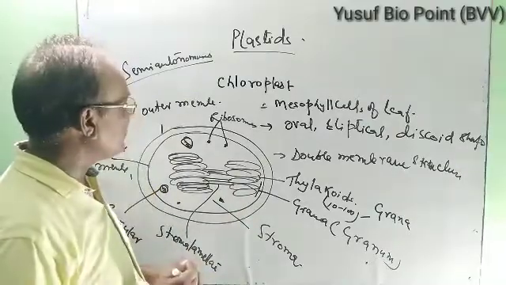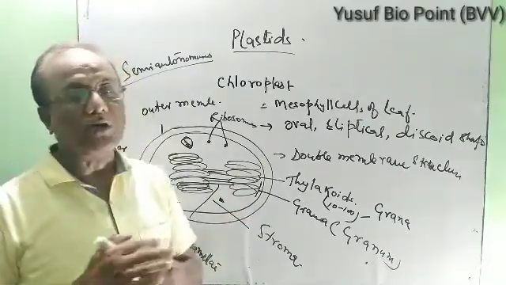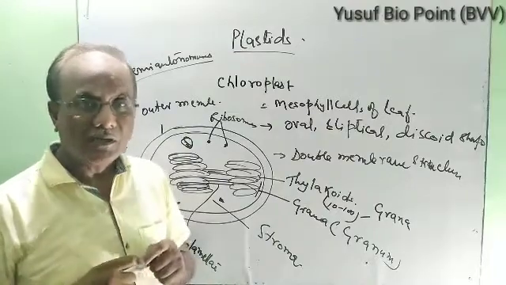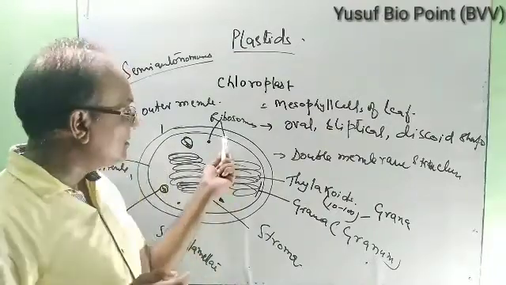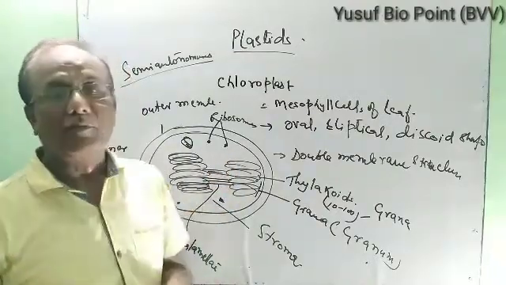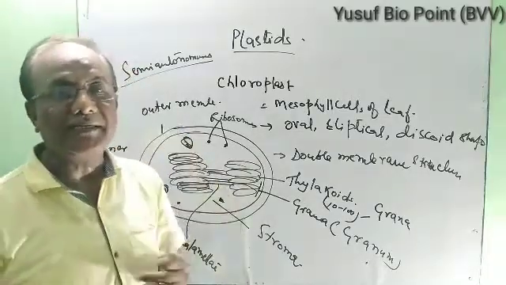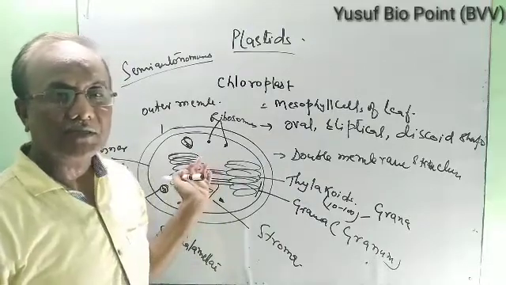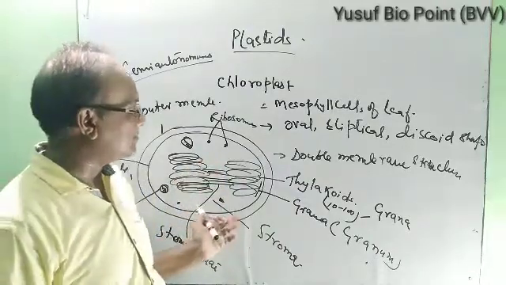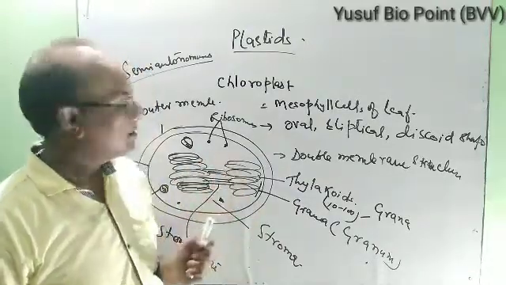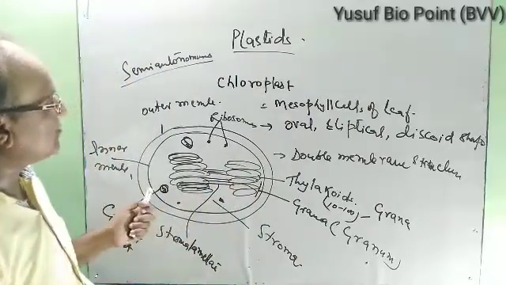And one thing, the ribosome is also found in the cytoplasm and in the plastid. But there is a difference. The cytoplasmic ribosome is of 80S type, and this one is of 70S type. So this is the structure of the chloroplast.